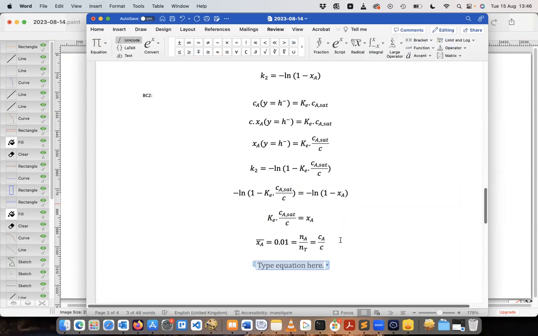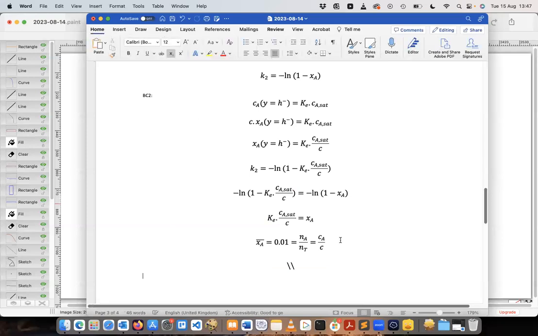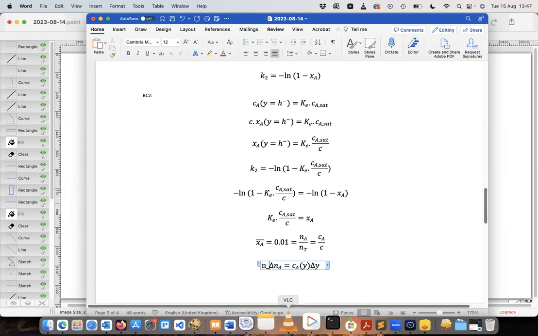When we were doing the material balance, we did define the finite volume there. We said that we have a delta NA, and that was equal to the concentration at that point, so the concentration at position Y times delta Y. And what we want now is NA total.